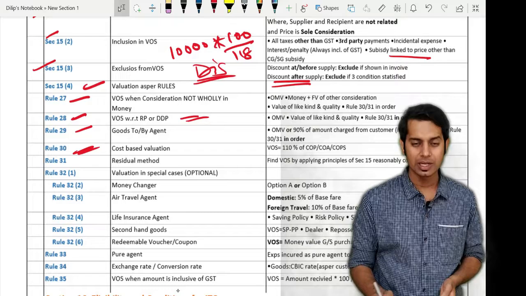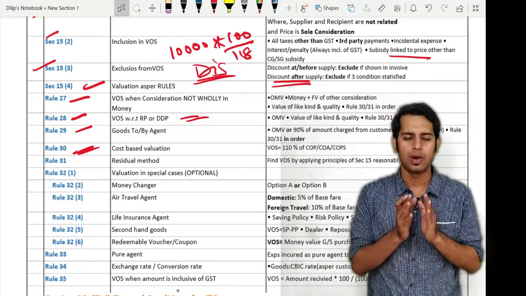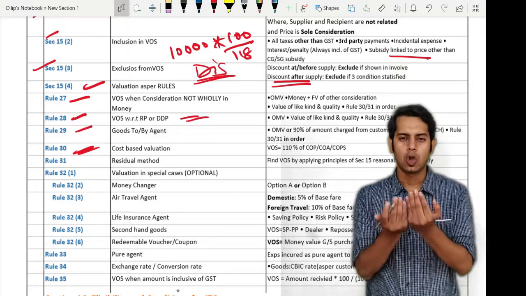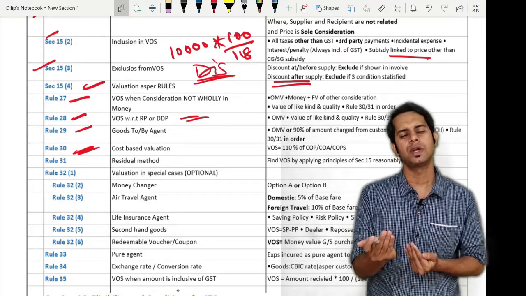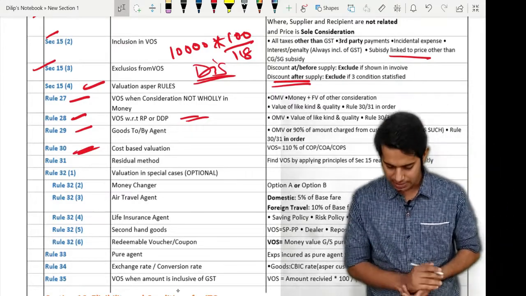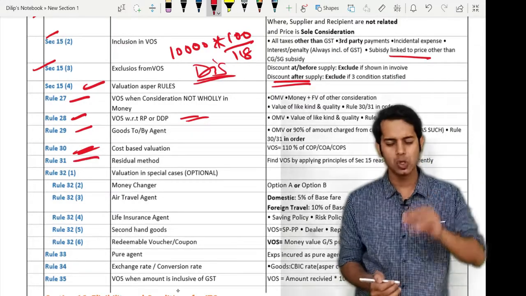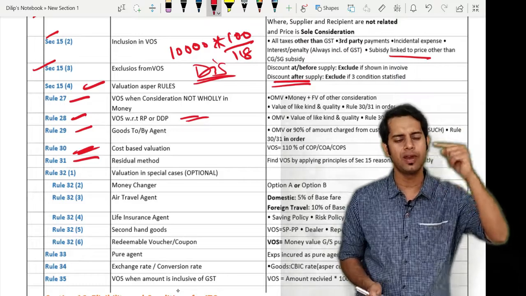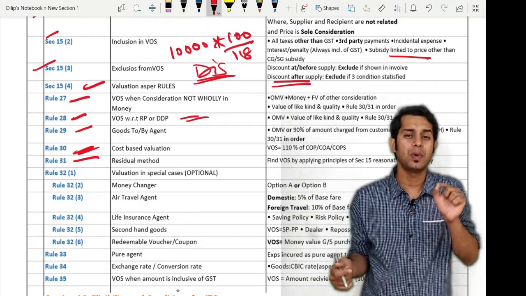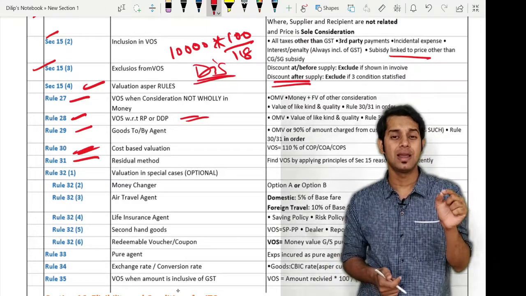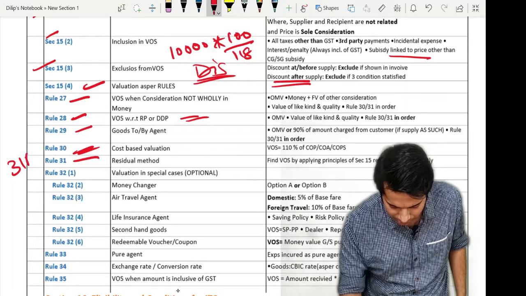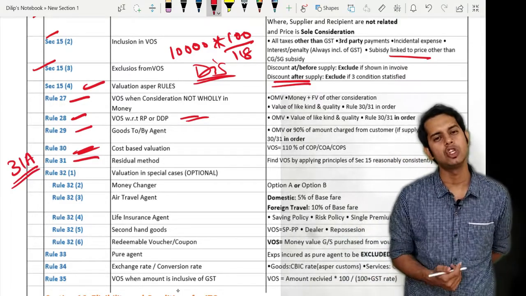Rule 31 talks about cost-based valuation. Rule 30 says that value of supply will be 110% of cost of production, or 110% of cost of acquisition, or 110% of cost of provision of services. Then rule 31 is a residual rule, which says that if you are not able to find value of supply as per the above rules, then find the value of supply by applying the principles of section 15 consistently and reasonably.